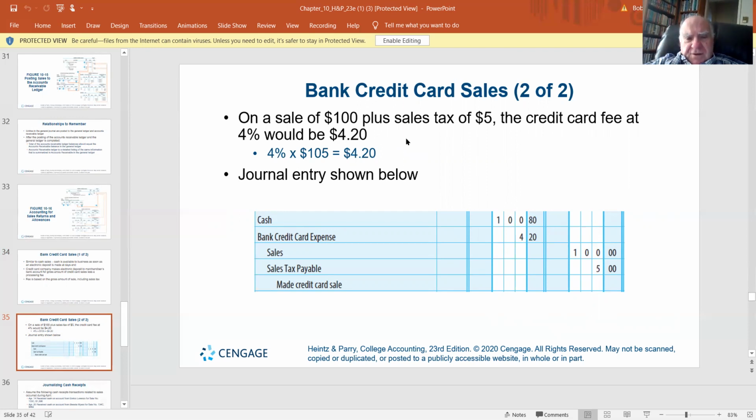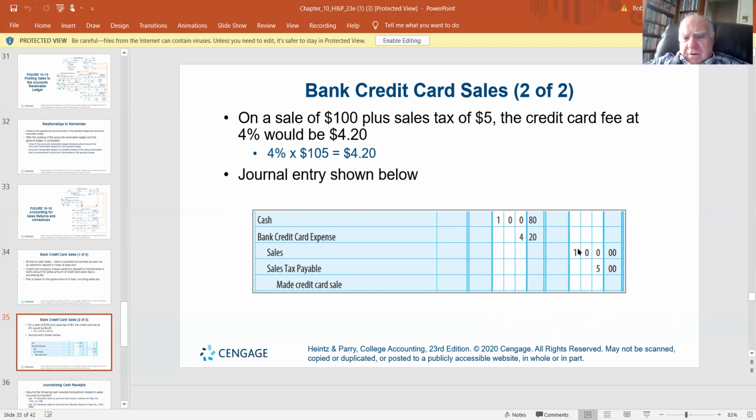How do we process this? Well, let's divide and conquer. Let's do the first part: a sale of 100 plus sales tax of 5. We know we're going to credit sales for 100. We know we're going to credit sales tax payable for 5. So let's build that in right here. $105 is how much is to be accounted for. This is what came out of our credit card, $105.